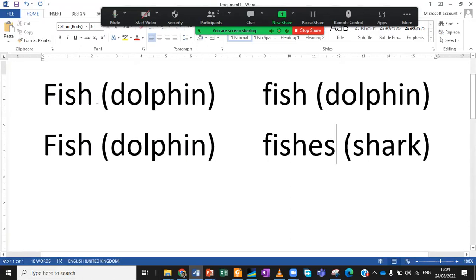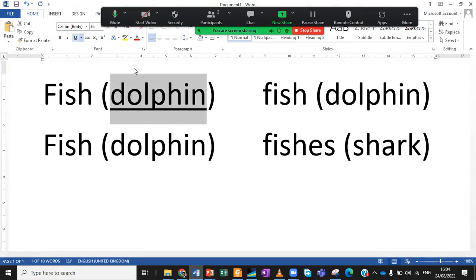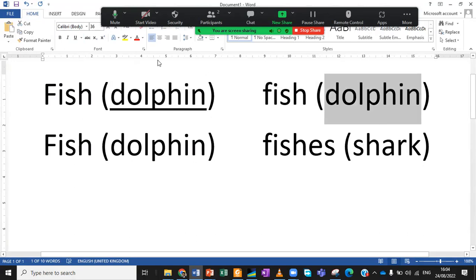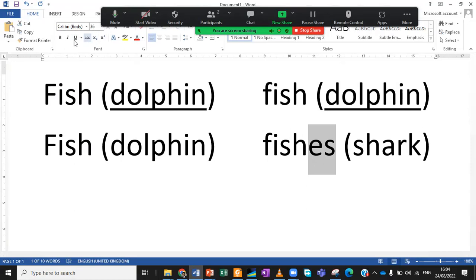The plural of fish is fish if you are talking about the same type of fish. But if you are talking about different types of fish, you use fishes. Now, if you look at this here, you have one dolphin and one shark. So you use fishes because there are two types. Dolphin is different from shark.